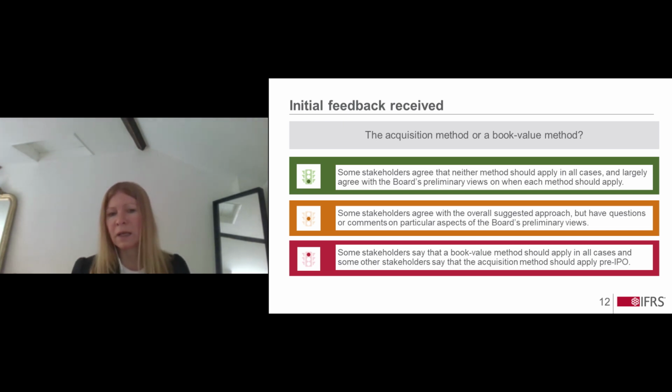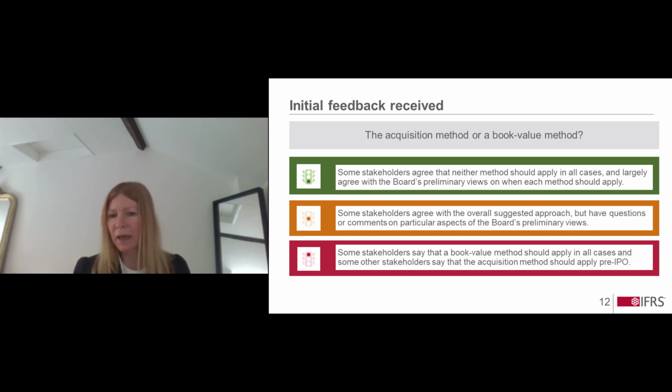And finally, there are some stakeholders who disagree with using two methods to account for business combinations under common control. So, for example, some stakeholders argue that a book value method should be applied in all cases, and they argue that book value information is useful for non-controlling shareholders. In contrast, some other stakeholders think that fair value information should be provided in more cases than suggested in the discussion paper. So, for example, in all pre-IPO scenarios.